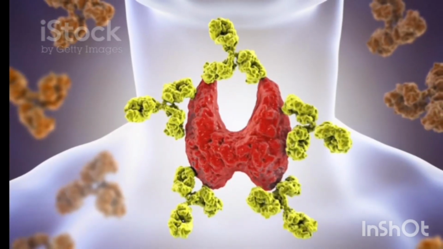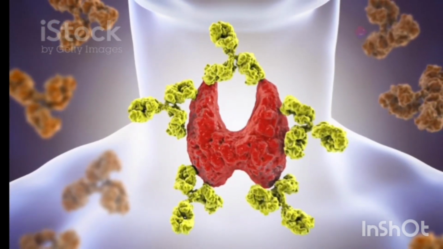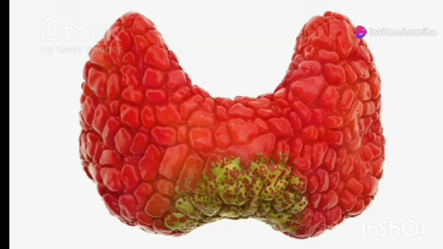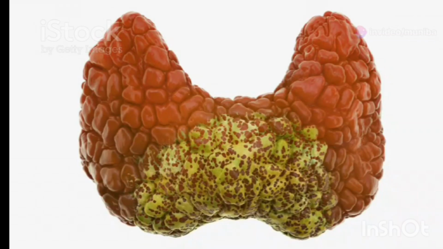The most common cause is Hashimoto's thyroiditis, an autoimmune condition. This is an autoimmune disorder where the body's immune system mistakenly attacks the thyroid gland, leading to inflammation and impaired hormone production. Over time, this can cause the gland to become underactive.